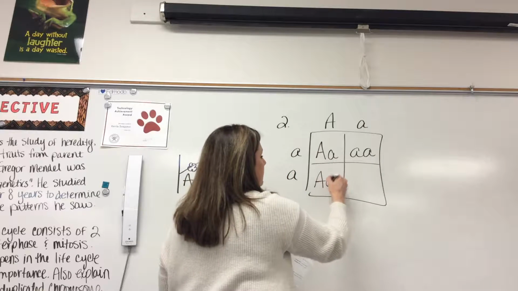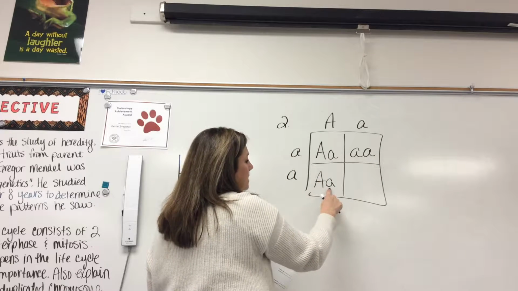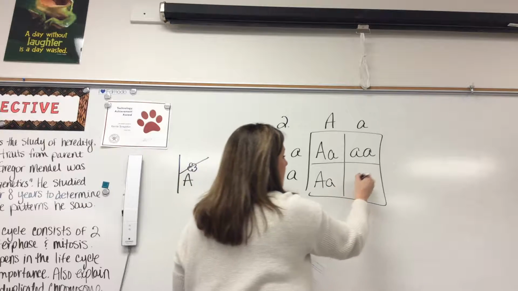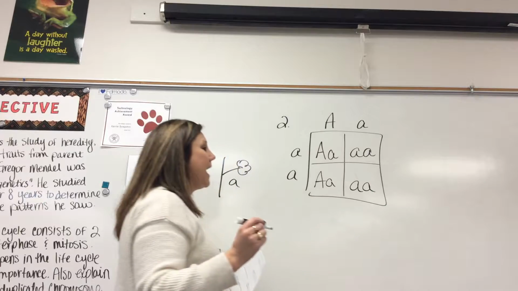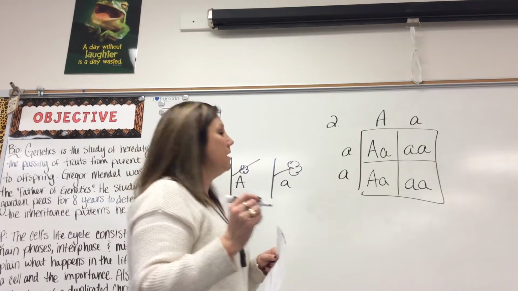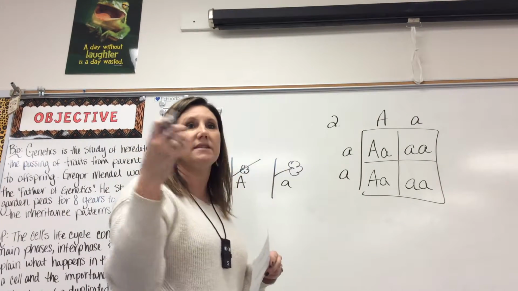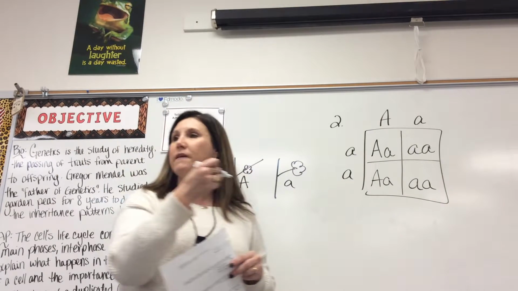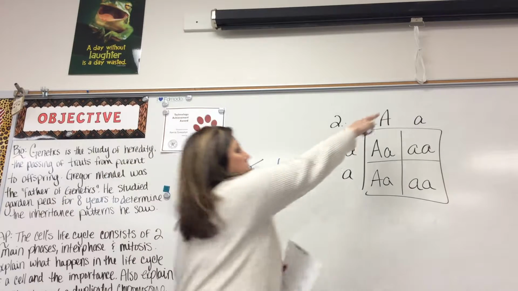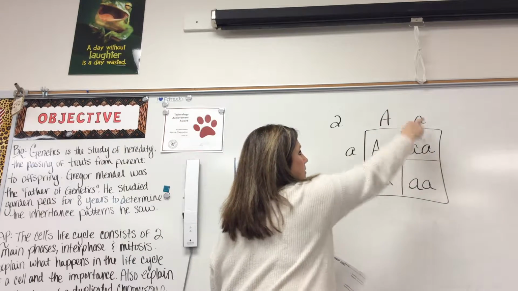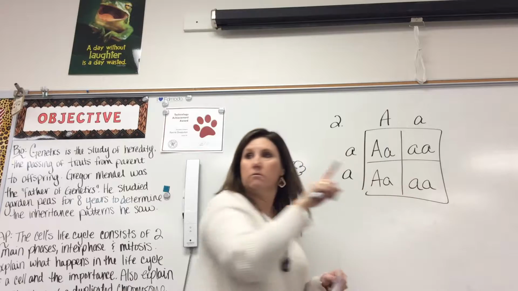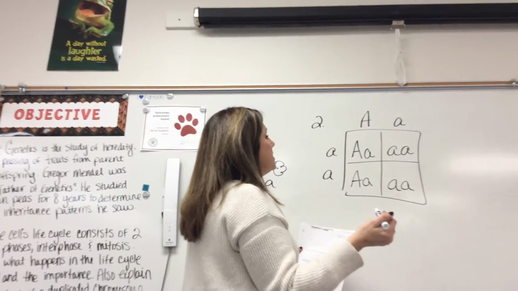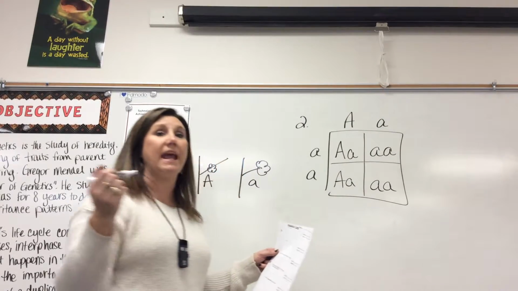And the rule of thumb is if you do have a capital and a lowercase in the same box, you should always write the capital letter first. That's really important because you're going to add up the boxes that look similar, and if you do that, then you're more likely to see that they are the same. Okay? So does everybody understand how to fill it in? So down, over, down, over. Okay? Practice.